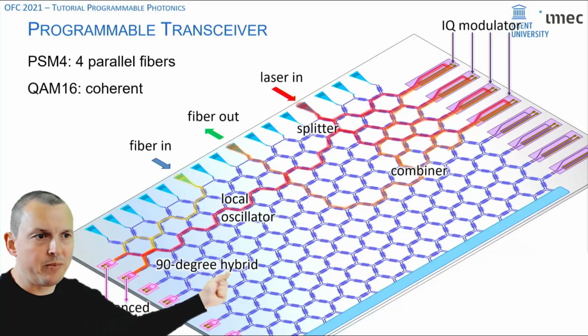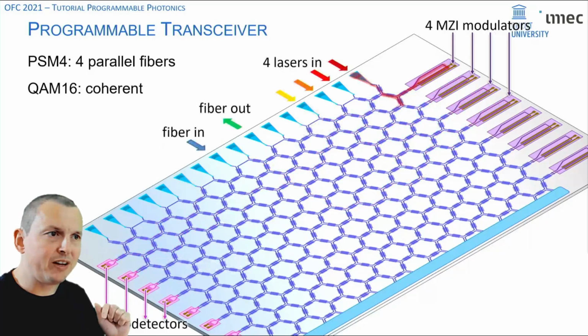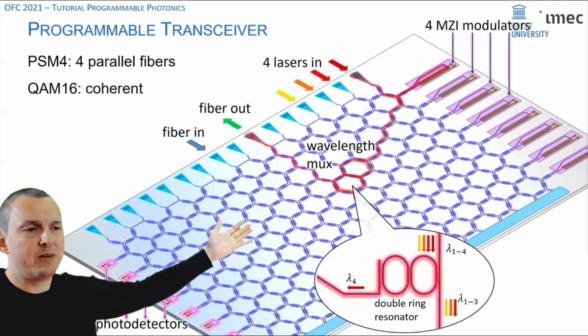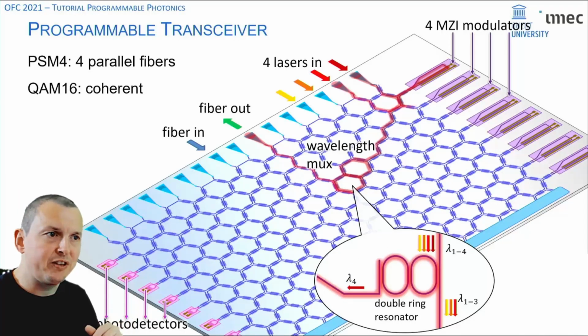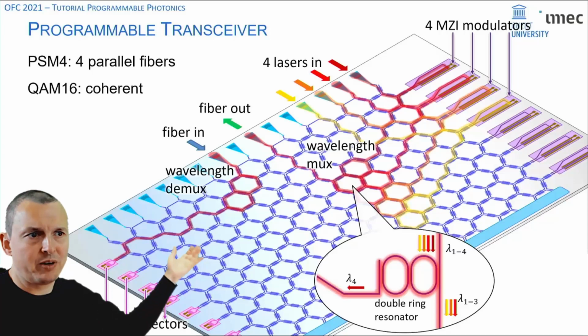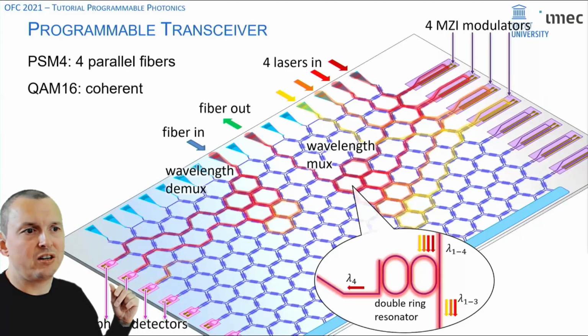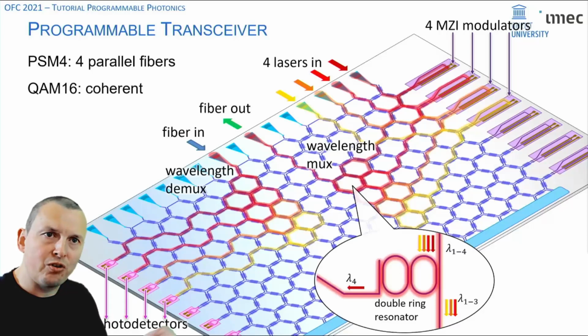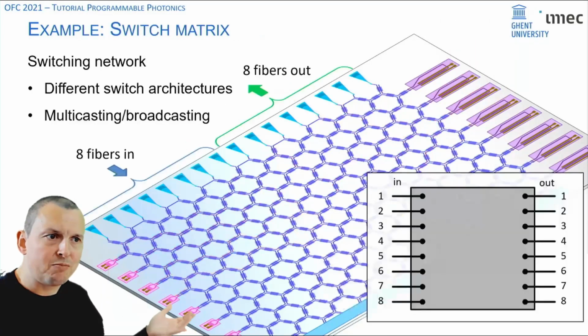And because such a mesh can also be used to implement wavelength filters, we could configure this mesh as a double ring resonator filter, so that as a result we can get this filter bank which can do the multiplexing and demultiplexing of our circuit. And that's just 3 examples of how you could use this as a transceiver. But there's many more functions.